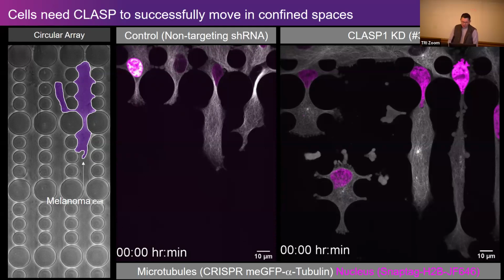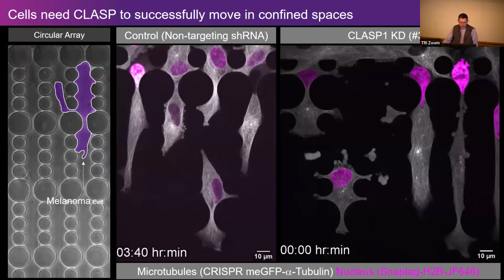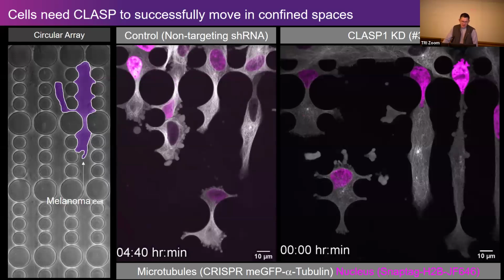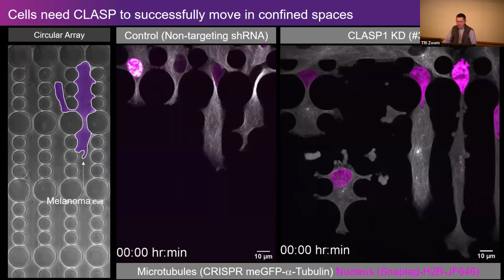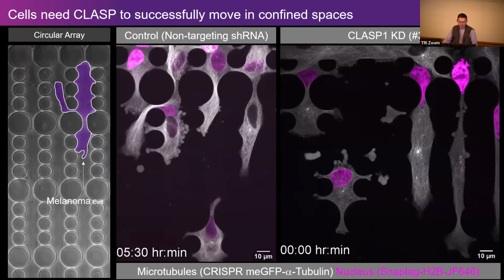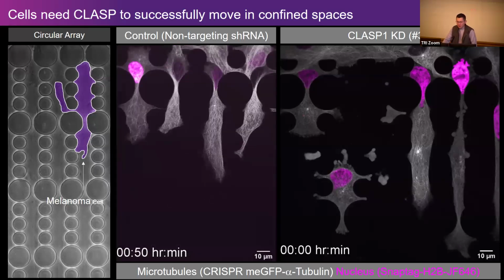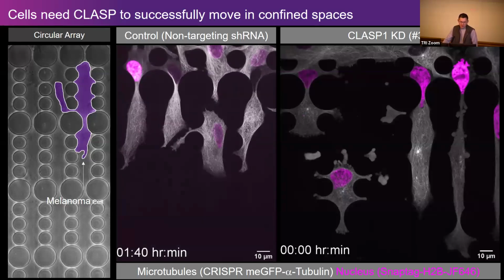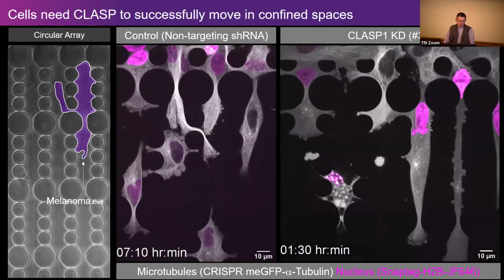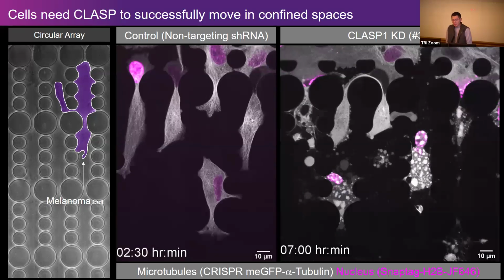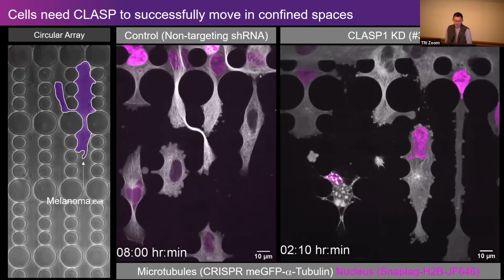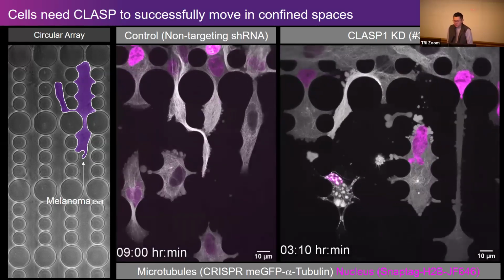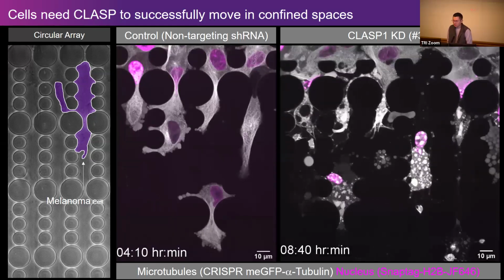That we've developed. So when we put our melanoma cells with microtubules in white and nuclei labeled in magenta, you can see that they're able to pretty successfully navigate these confinements that we create in front of them. They do it over a time span of roughly 2 to 6 hours to go through. And quite nicely, what we were able to show is that when we knocked down CLASP, we recapitulated this finding that we saw in 3D collagen hydrogels, which is that as cells attempt to migrate through these mechanical confinements, they die.